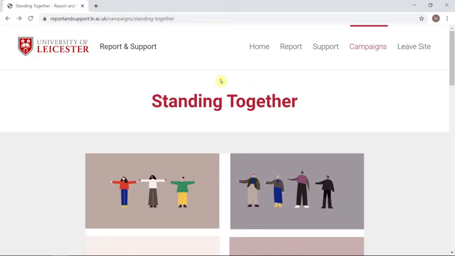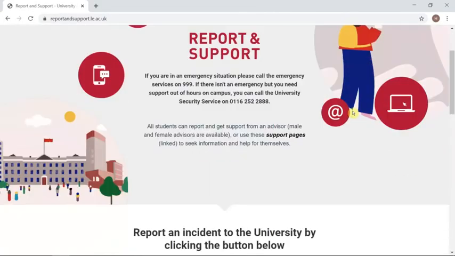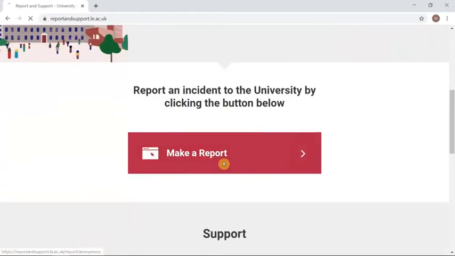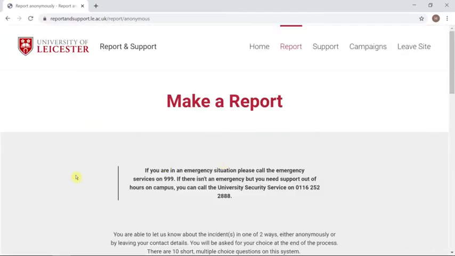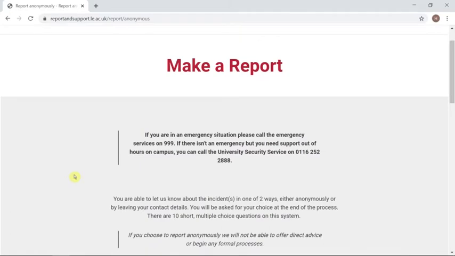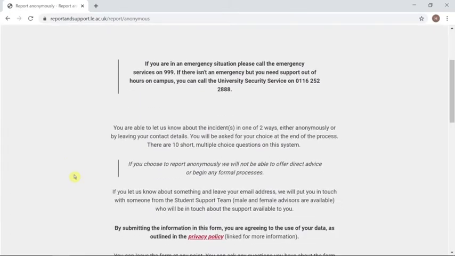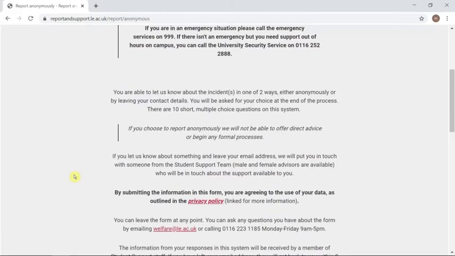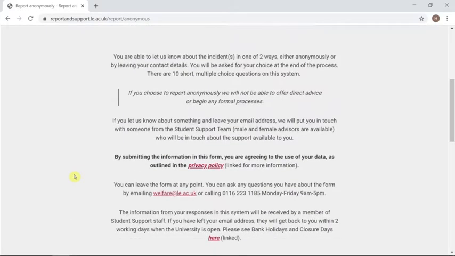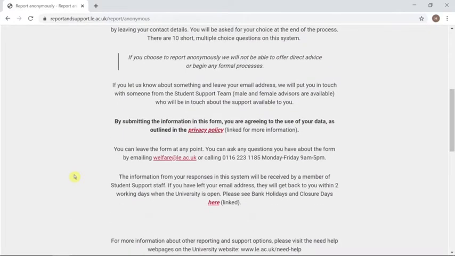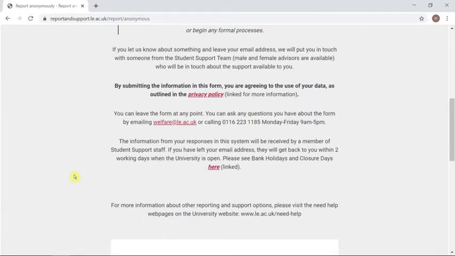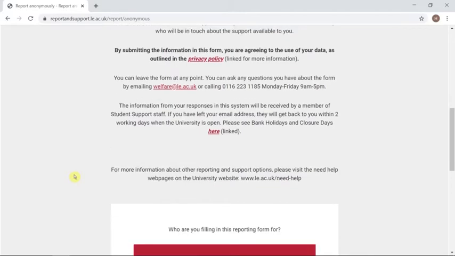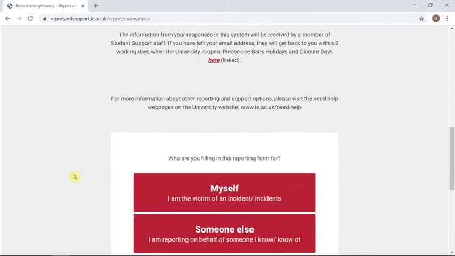In order to submit your information to disclose, you will need to use the Report tab at the top of the site, or you can access this by scrolling down on the homepage. When you're at this stage of your disclosure, please make sure you read all of the information on this page. This will tell you about the processes followed depending on whether you want to stay anonymous or leave contact details, how your data is stored, linking to our privacy policy, how you can get in touch with any questions, and what the next steps will be.